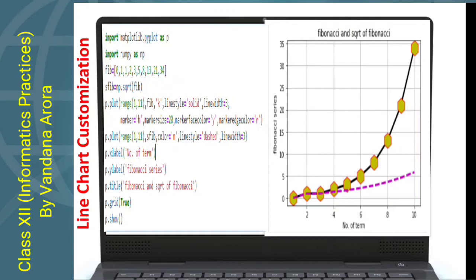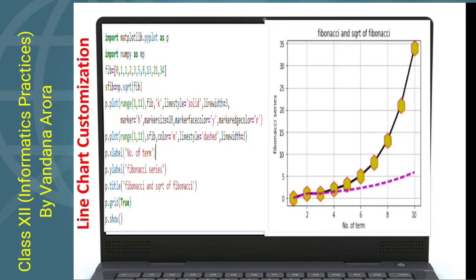Next, p dot plot, range(1, 11). This range(1, 11) generates the list 1 to 10. It means this is the term number that I have plotted on the x-axis. Then fib, the second parameter is fib, that is plotted on the y-axis. Then k for black color line. Linestyle equal to solid I have used. Linewidth equal to 3. Marker equal to h. Marker equal to h means hexagon markers I have used in this line chart.